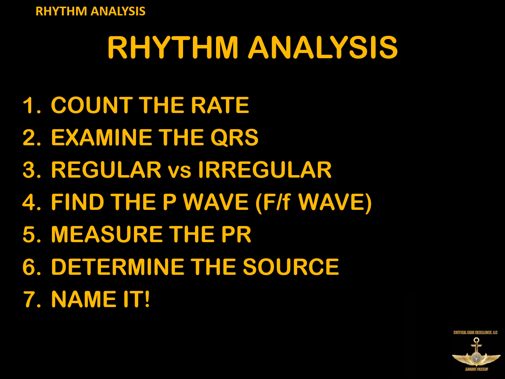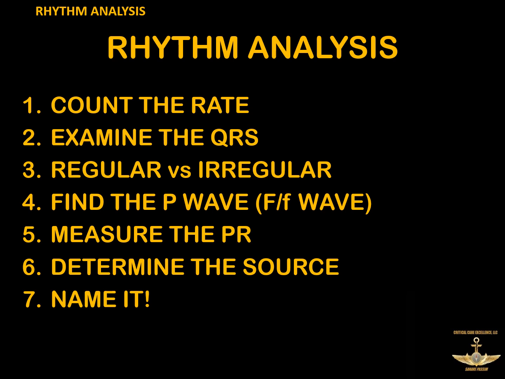The best way I found to do that is, first of all, count the rate, see if it's tachycardic, bradycardic, or normal. Then look at the QRS complex, see if it's wide or narrow, because that's going to point you to where the origin of this rhythm is. See if it's regular or irregular. There's only one rhythm that's going to be grossly irregular all of the time. Everything else is going to be mostly regular, and that's going to help you find the patterns.